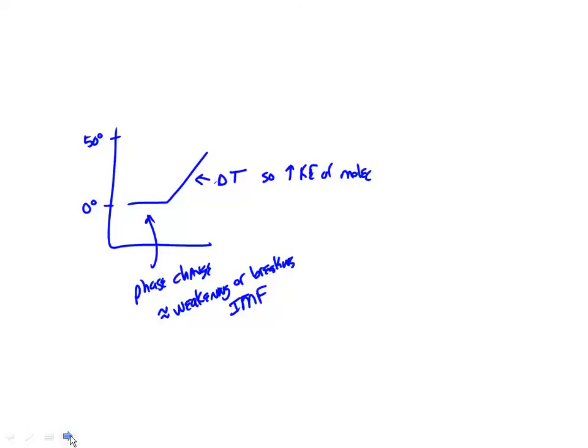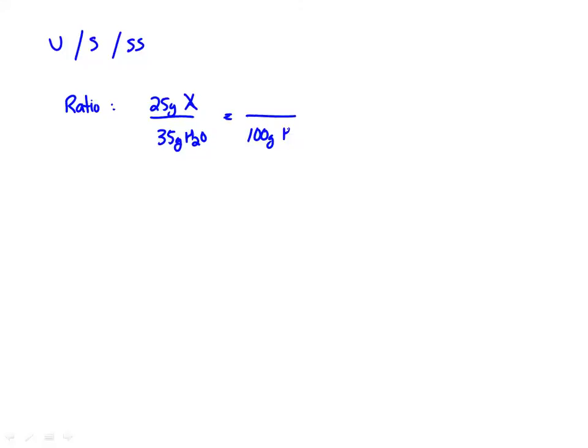So, for solubility: unsaturated, saturated, supersaturated. The other thing you had to be able to do is use ratios, right? So if I have 25 grams of X and 35 grams of water, what do I have to do? Yeah, I have to figure out and compare it to 100 grams of water over whatever value, and then compare it to the chart. And so you have to remember your cross multiplications.